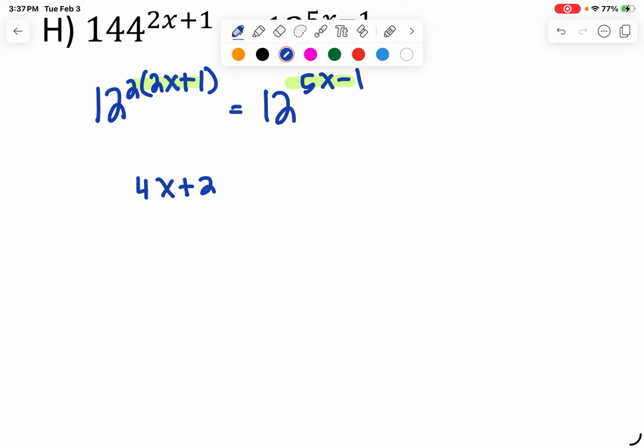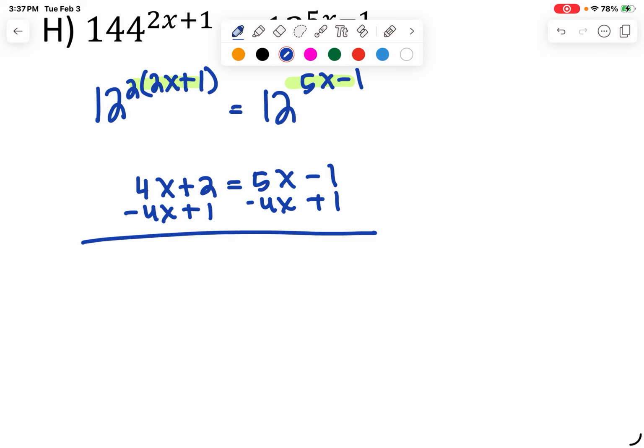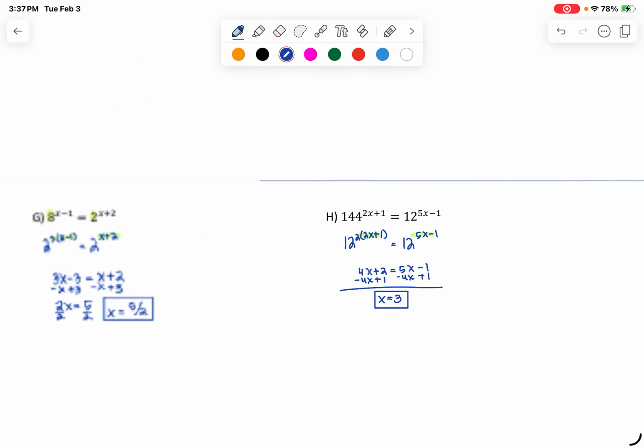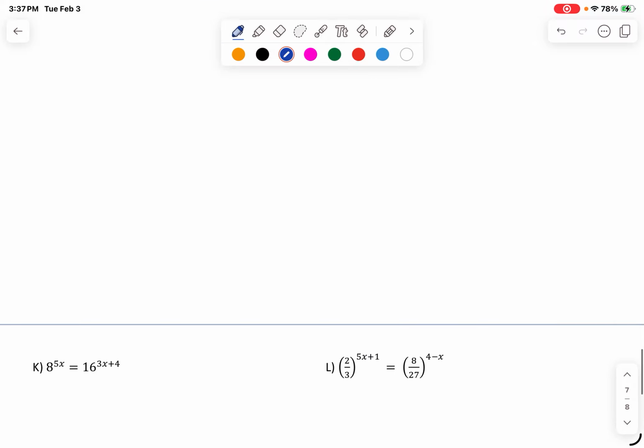4x plus 2 is equal to 5x minus 1. Subtract 4x from both sides. Add 1 to both sides. We have x is 3. Okay, let's move on to the next two.